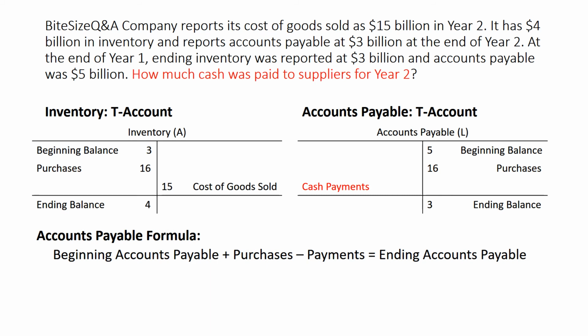Now what do we notice? Under the accounts payable T account, we have 3 out of the 4 numbers. So we can finally solve for the cash that was paid to our suppliers using the accounts payable formula. Beginning accounts payable plus purchases minus payments equals ending accounts payable. So 5 plus 16 minus cash payments equals 3. This means the cash payments must be $18 billion.